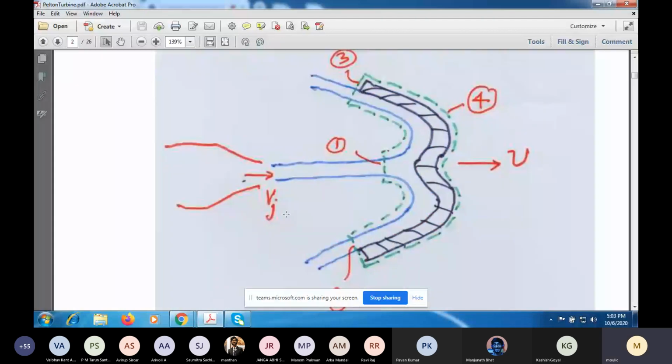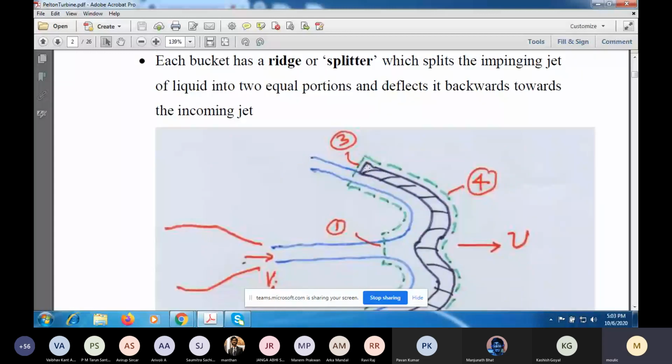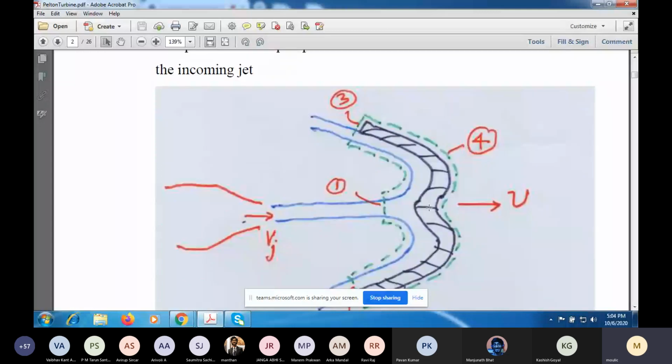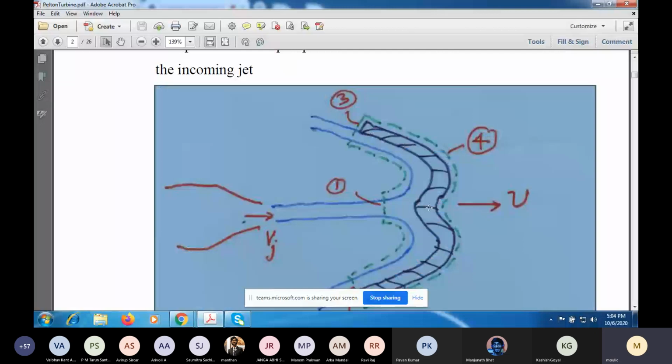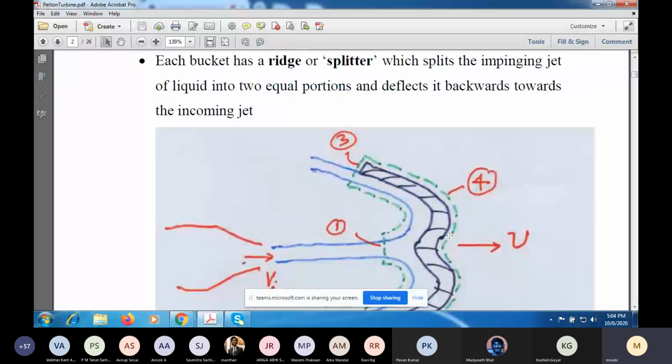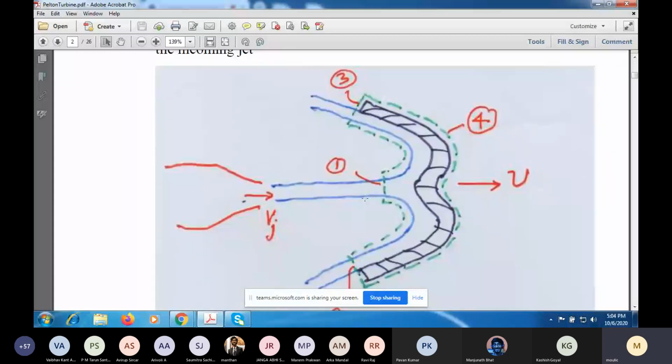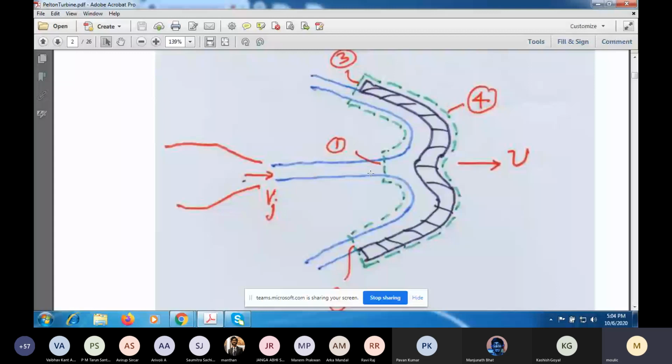So this is the enlarged view of the bucket. It has a symmetric shape. The water jet, after striking the splitter plate or ridge, will split into two and it will be deflected backwards towards the oncoming jet. So we can do this analysis taking a control volume which I have shown here in green.